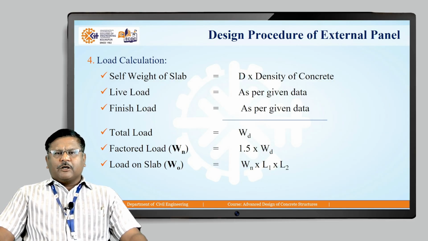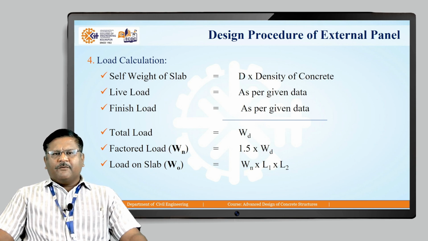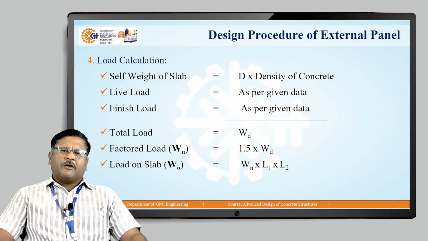Then calculate the total load WD, make it factored by multiplication factor 1.5, that is Wn, and then calculate the total load on the slab. W naught is equal to Wn into L1 into L2. The W naught is nothing but the total load acting on the slab.